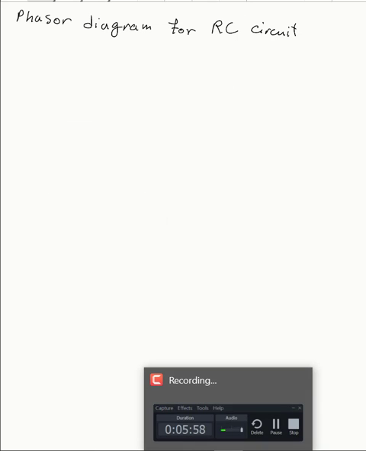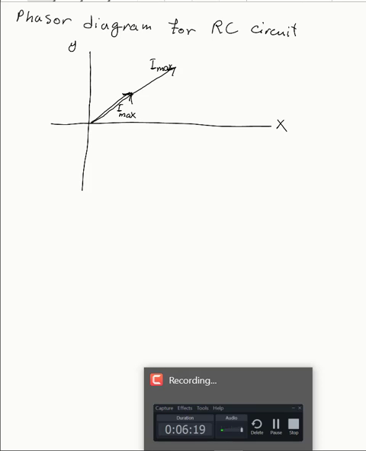Okay, let's go back to page 855 and take a look at the phasor diagram for the RC circuit. If you remember, the Imax and the voltage across the resistor, which was the Imax R, should point in the same direction, because for the resistor, voltage and current do not have any phase difference. They are in the same phase.